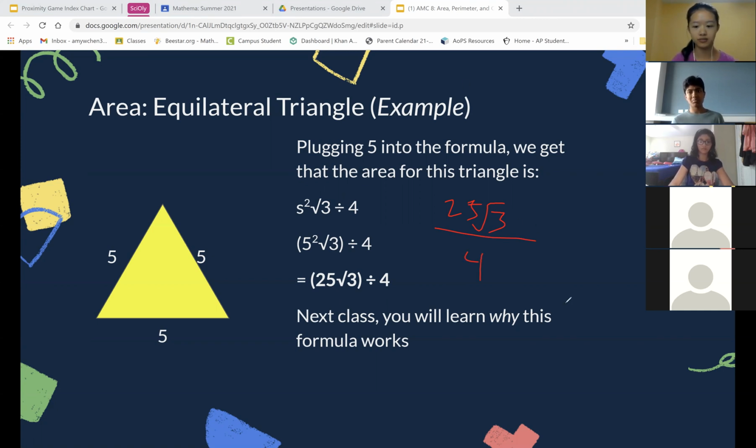In AMC, you have a couple of enemies. One is radicals, two is fractions, and three is decimals. I know this is a bad example because the answer has both a radical and a fraction, but in my opinion, decimals are worse than both of those, so just use a fraction. We want to avoid decimals, so we can just keep it like that.